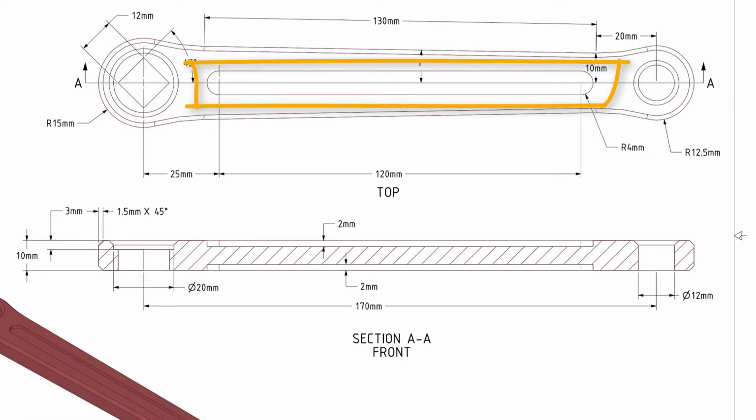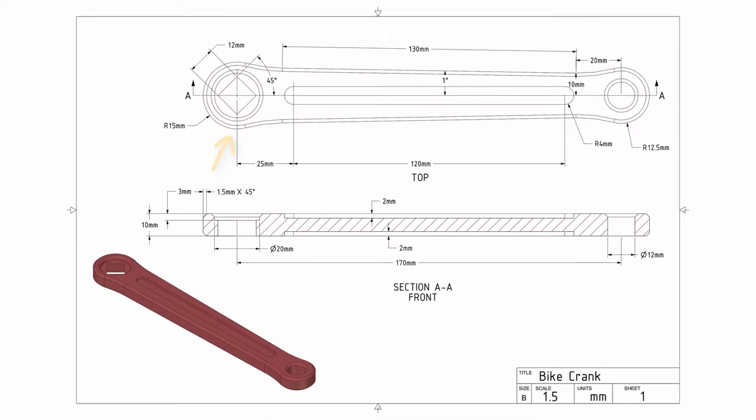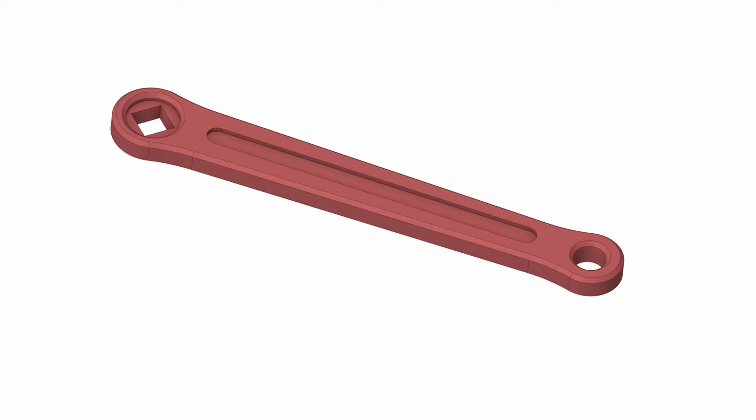Finally, we need to create the slot at the center and add chamfers to the edges of the crank. Looks like we have our plan. First, we'll create the base, then the holes, and finally, the slots and chamfers. So let's get started. Open a new SpaceClaim session.